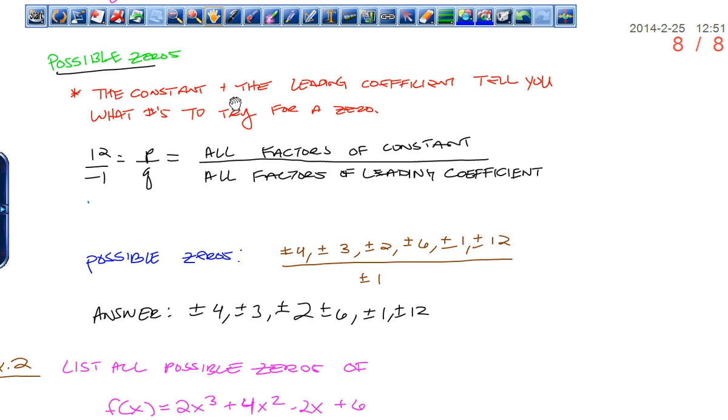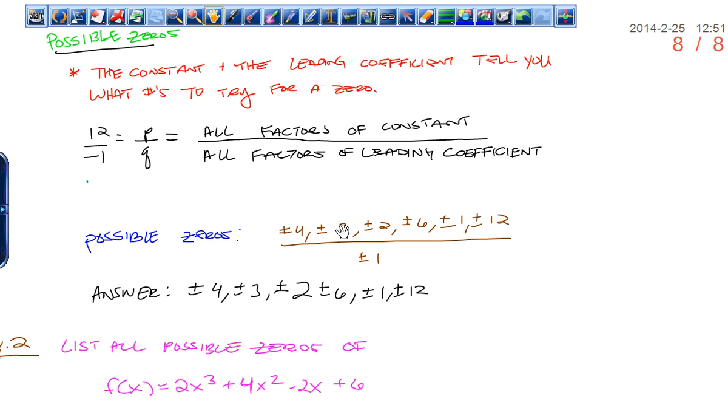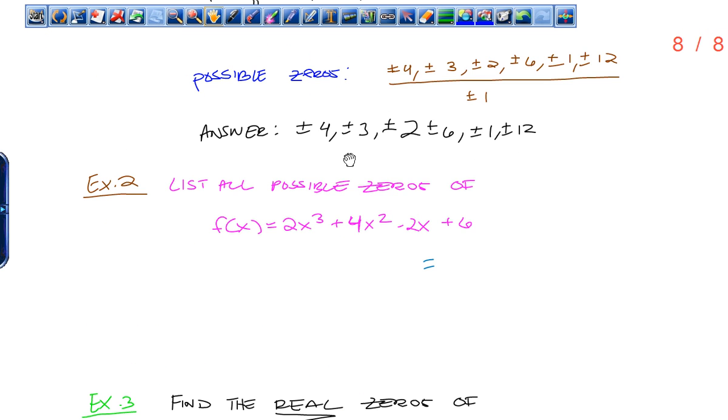And the last thing, we reduce. So 4 over 1, 3 over 1, 2 over 1, 6 over 1, 1 over 1, 12 over 1. Our numbers don't really change here, but if this number was a 2 or 4 or any other number, then we'd have to reduce and we'd get some fractions. So we're going to show that here in example 2.